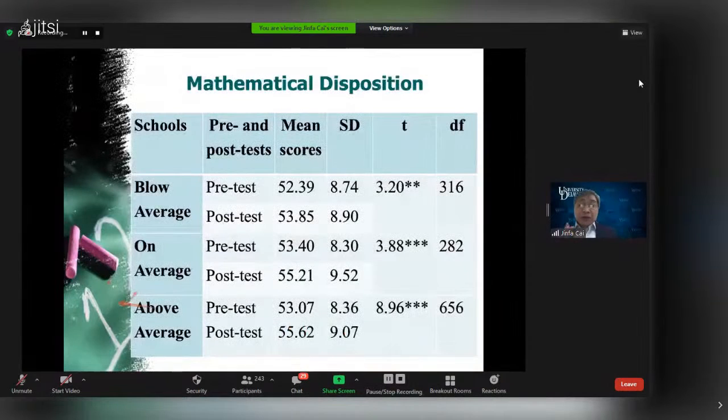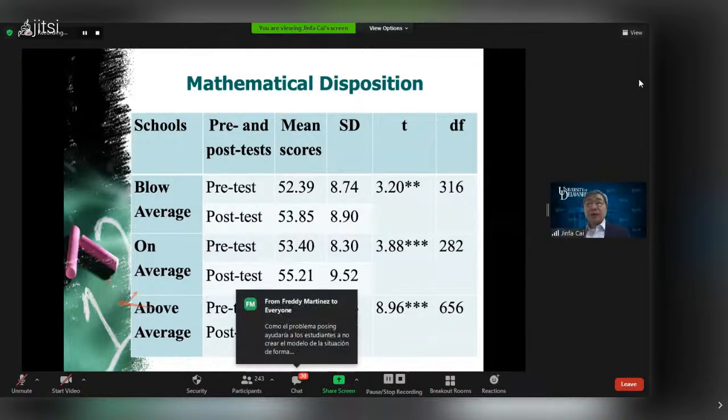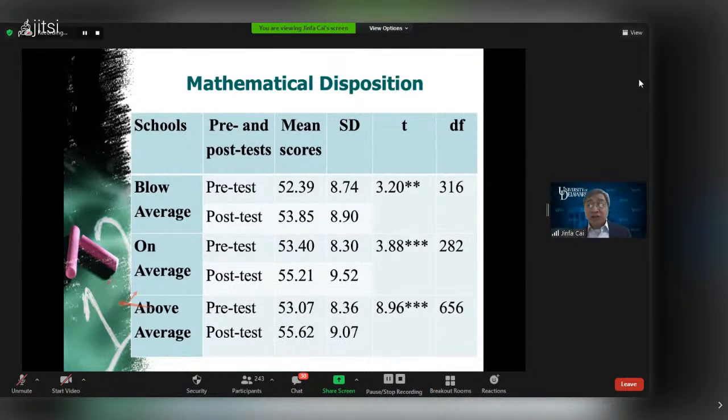And the interesting part is that for the mathematical disposition measures, all show growth, all show changes from pre-test to post-test. All right, so far from these 3 sites, the results are quite encouraging.